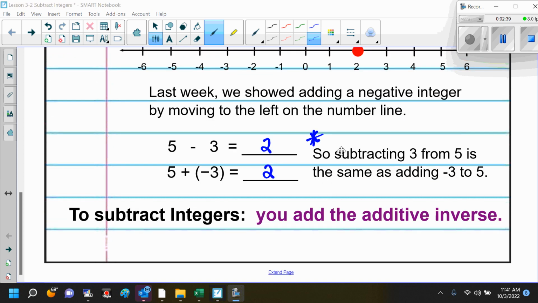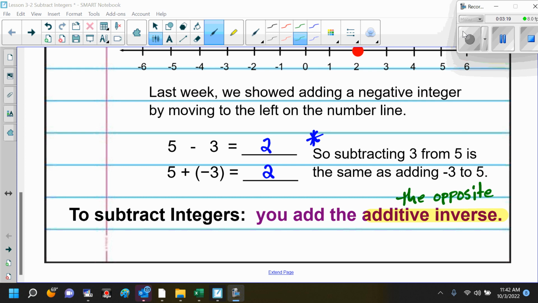So here's the rule. To subtract integers, you're going to add the additive inverse. You guys remember what the additive inverse is? That was a synonym for additive inverse. What was that? That was the opposite. Very good. So, the additive inverse is the opposite. So, we are going to add the opposite when we are subtracting integers.